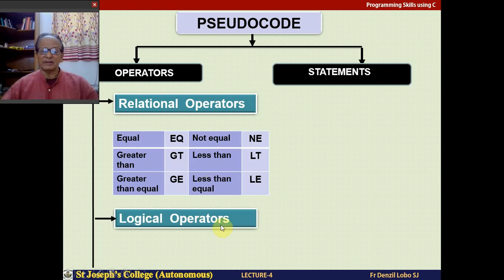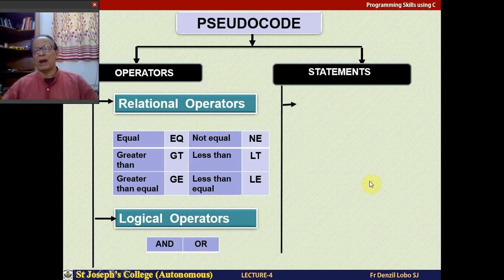And for logical operators, there are AND and OR. These are like the conjunctions in the English language. That is, if I've got two sentences and I want to combine them, I use and, or. So these are the conjunctions used in our pseudocode and your programming languages.